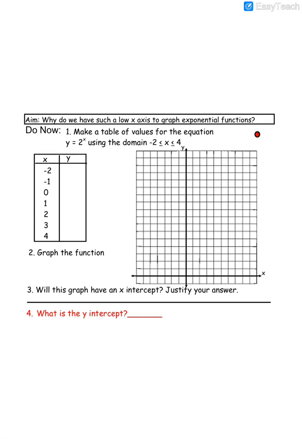Good morning, it's Mrs. Pasternak, and today I'm going to be talking about exponential functions. And again, this concept I'm going to be spending several days on, so this is the first day of many that I'm going to be talking about it.